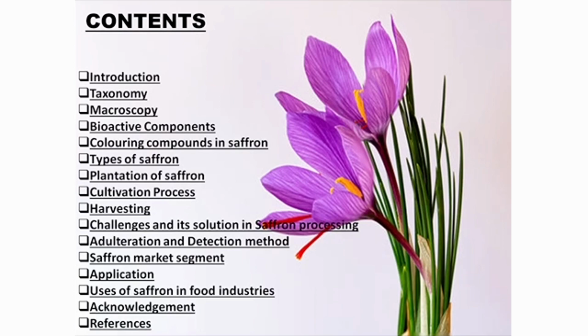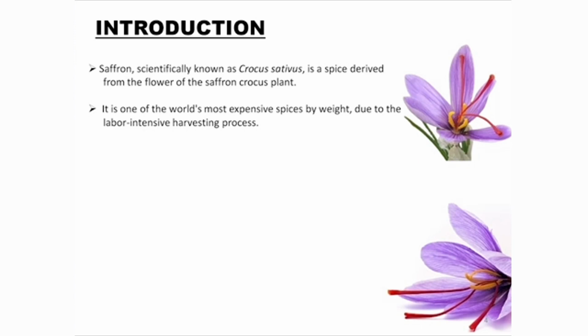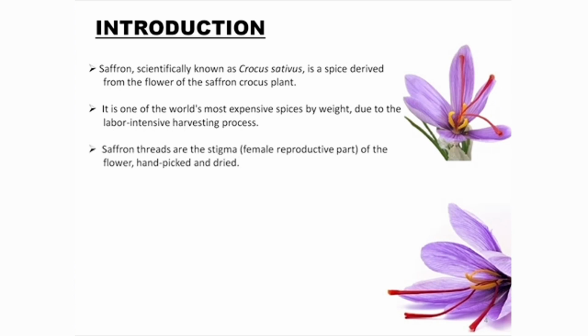Basically, in this lecture, we cover all about the introduction part till uses of saffron in the food industry. Further, we start with the introductory part. Saffron, scientifically known as Crocus sativus, is a spice derived from the flower of the saffron crocus plant. Generally, saffron is the world's most expensive spice because of the labor-intensive harvesting process. The saffron threads are the stigma, which is from the female reproductive part of the flower.